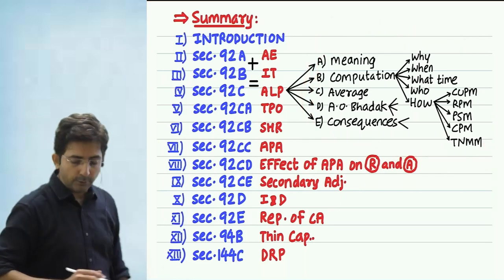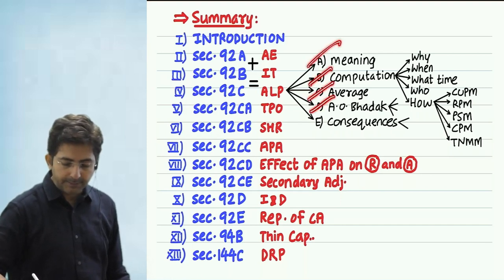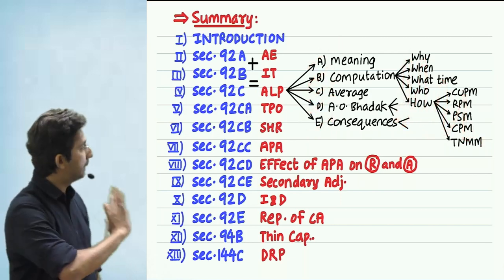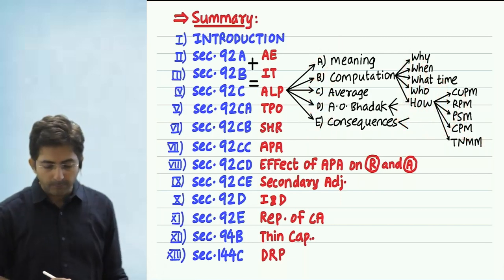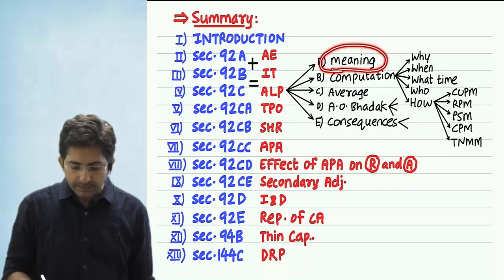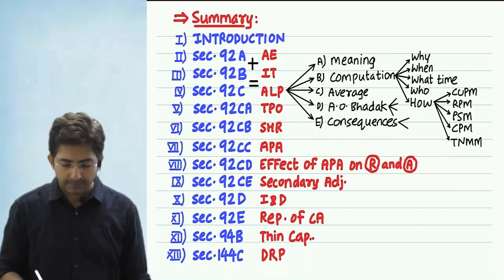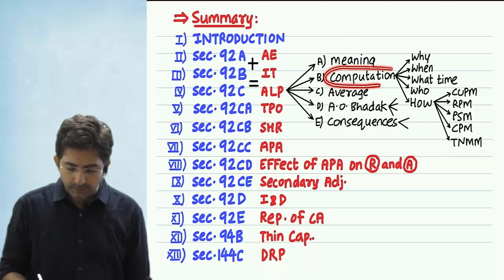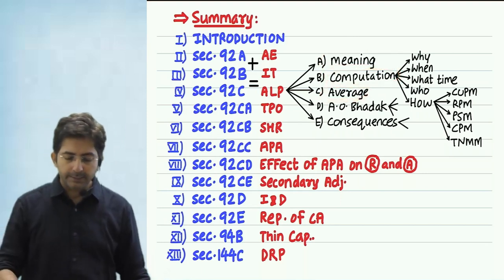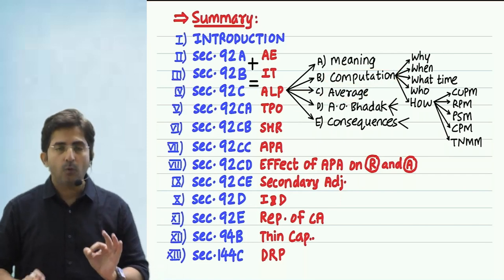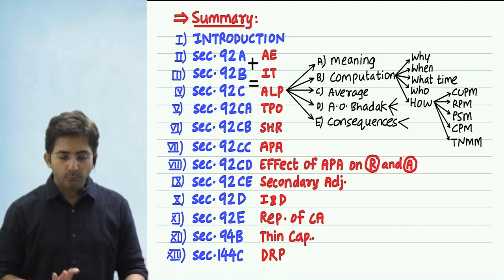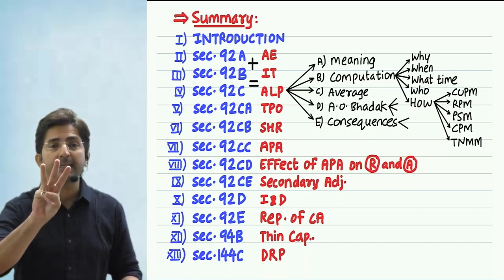In the chart, can you see A, B, C, D, E? Right now don't focus on all these things. See step by step. So can you tell me what is the first thing I have to teach? Meaning. First I will talk about the meaning of arm's length price, and then computation, and then average, and so on. So what is the first thing? Meaning. Now what is the meaning of arm's length price? For the meaning I will dedicate 3 sentences. Pay attention here.